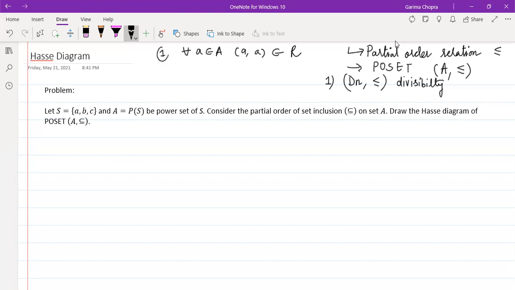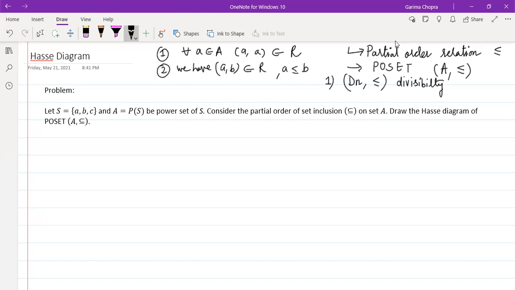The second thing is that if for the poset we have the ordered pair (A, B) belonging to the relation set, or we are saying that A is related to B, which I have written in terms of the notation for the partial order relation, then in our hash diagram, B always appears above A. And there will be a link, an edge, between A and B because A is related to B. Since we have the ordered pair in the form (A, B), B will be lying above this A.